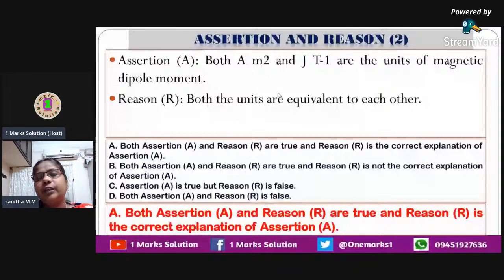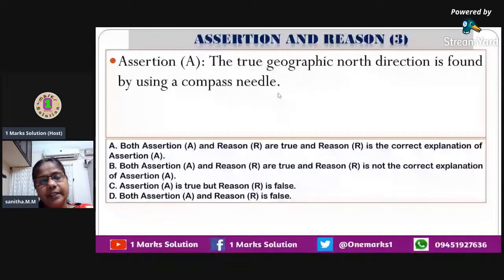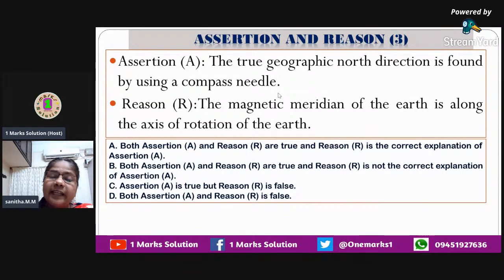Now move on to the third one. The true geographic north direction is found by using a compass needle. True geographic north, we can't find it out. If you are placing a compass needle freely, it will be pointing towards the magnetic poles. It is not the geographic north direction, isn't it? The reason given is that the magnetic meridian of Earth is along the axis of rotation of the Earth. The magnetic meridian of the Earth is not along the axis of rotation. It is inclined at some angle. It is there very clearly in your textbook.